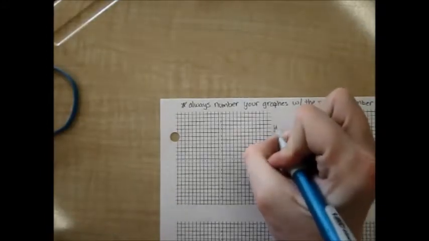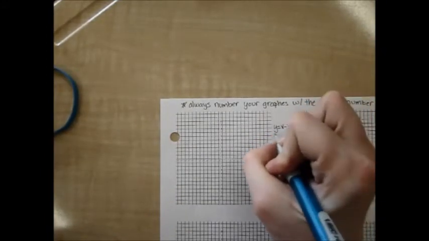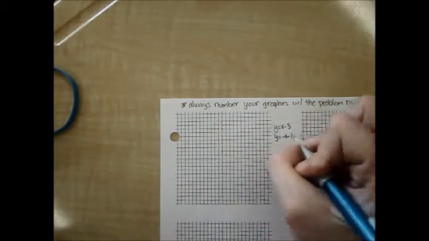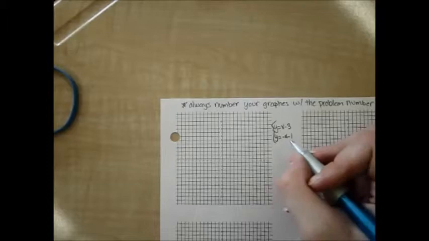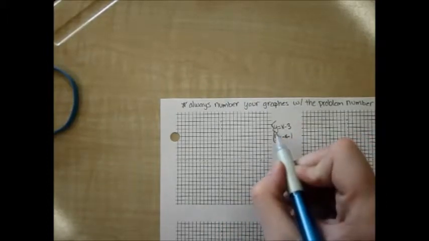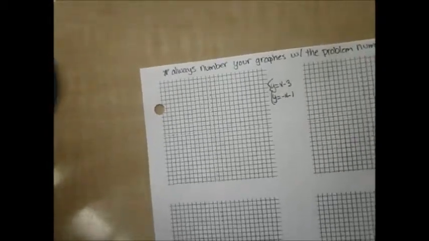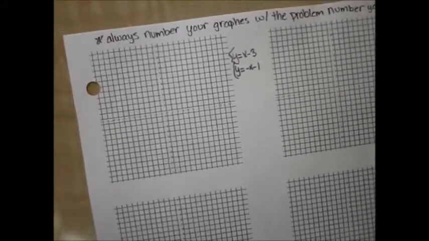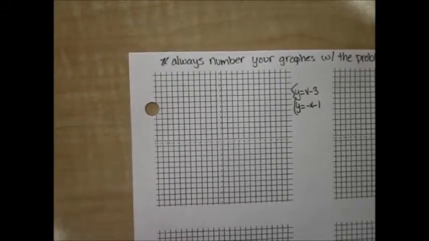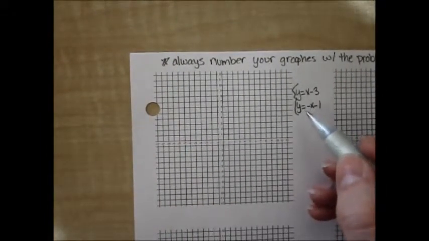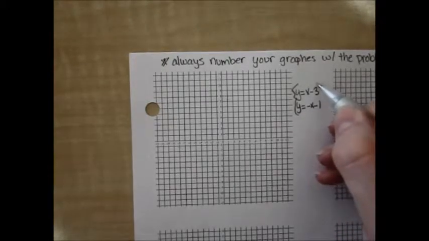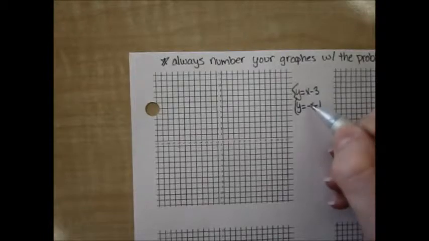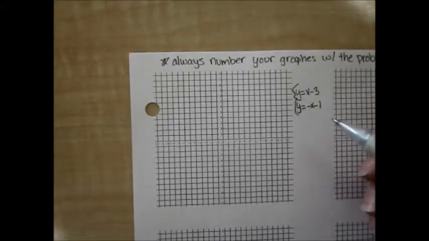So by hand, if I'm given the system of equations y equals x minus 3 and y equals negative x minus 1, then I can plug these in and graph them. Since they're both already in y equals mx plus b form, all I have to do is graph. My b is my y-intercept, and on both of them my slope is 1 or negative 1 because there's no number in front of the x.